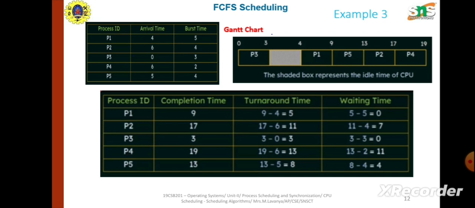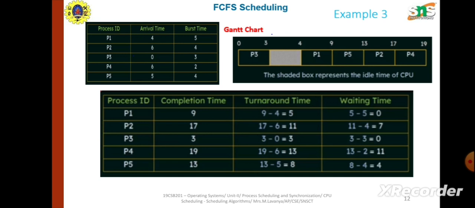So P1's starting time is 4 and it ends at the time of 9. That is 4 plus P1's burst time, 5. So 4 plus 5 is 9, the completion time of process P1. After that, the process P5 arrives at the time interval of 5 milliseconds. So it will be placed at the head of the queue. So now process P5 is allocated to the CPU.